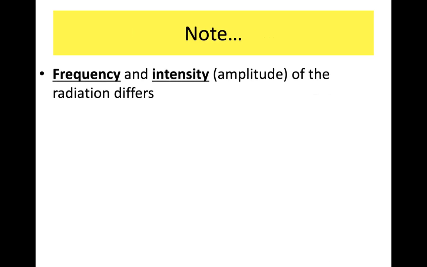A quick note, I'm going to be talking about frequency and intensity today. So frequency, remember, is the cycles per second. How many times does the wavelength repeat itself per second? Intensity is how much, for instance, if we're talking about light, the brightness of the light, the intensity, and that's measured in amplitude.